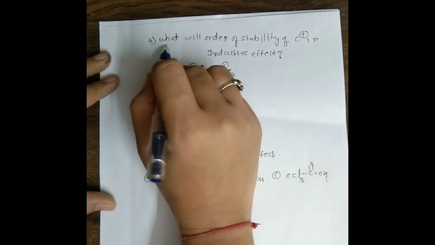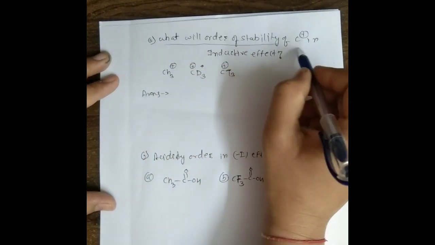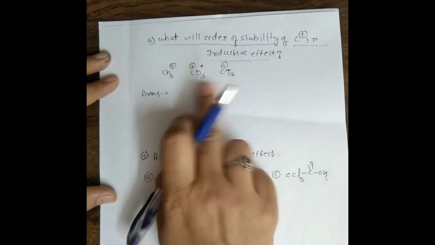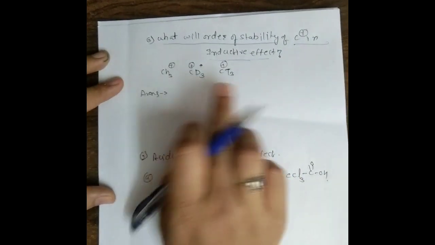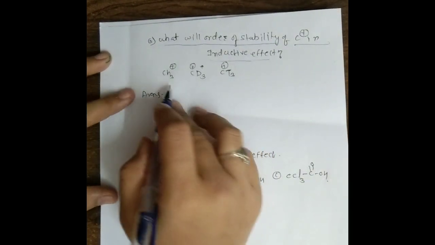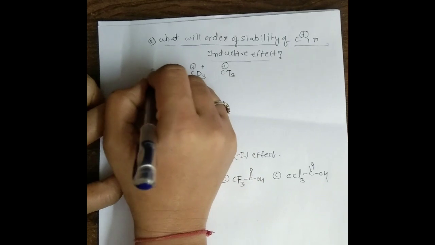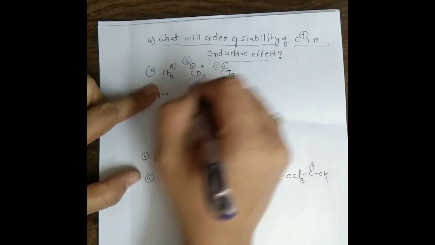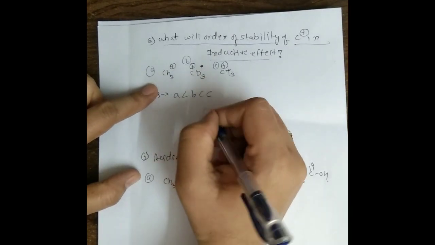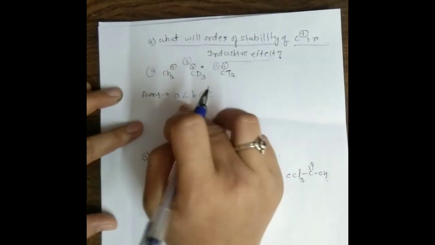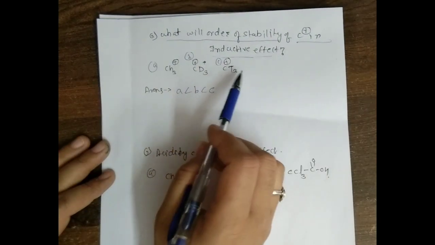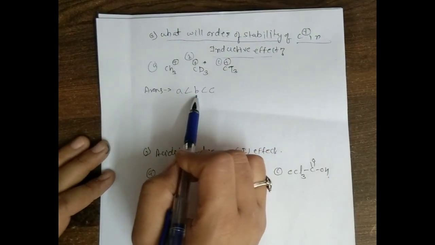Now the next step is: what will be the order of stability of carbocation in inductive effect. Here the carbocations are given, similarly the isotopes of hydrogen atoms. In this case, CD3 and CH3. So this first is A, this is B, and this is C. So A will be less than B, will be less than C. Why? Because these are isotopes of hydrogen. Here the order will be A is less than B is less than C.